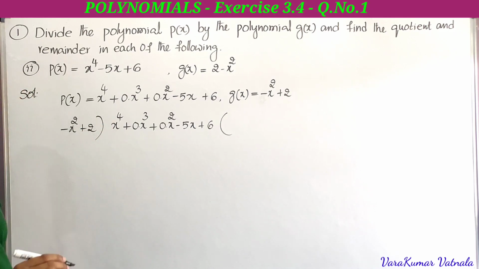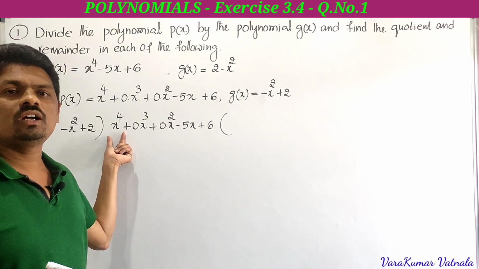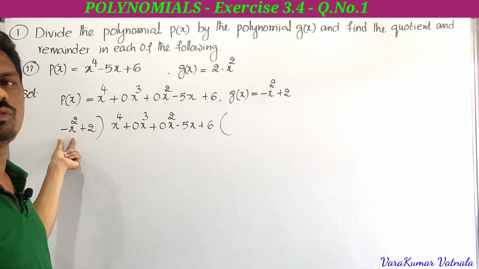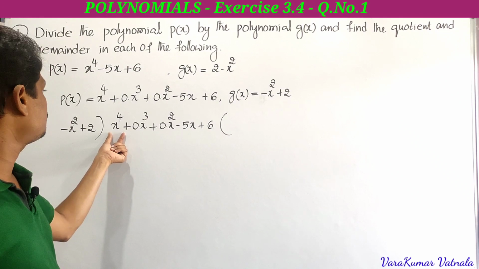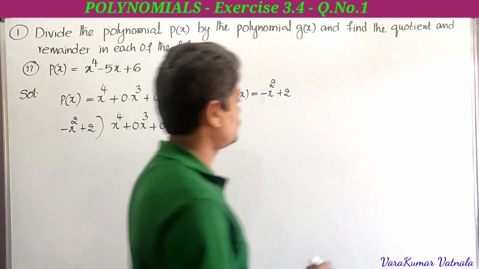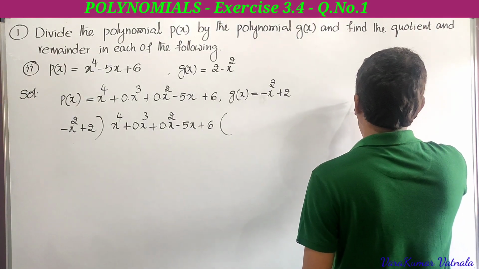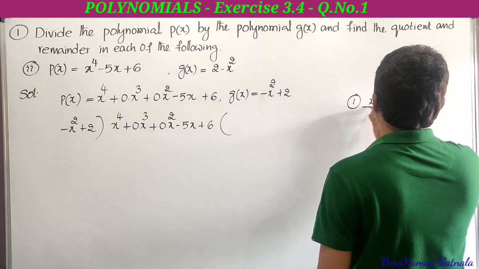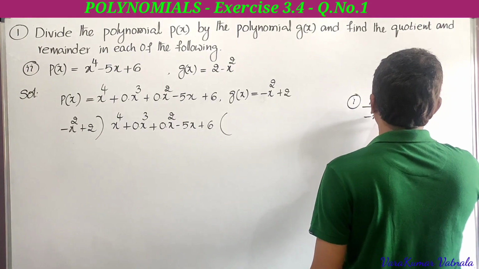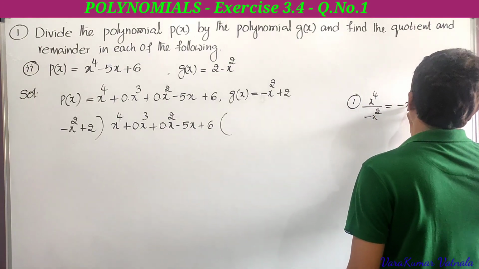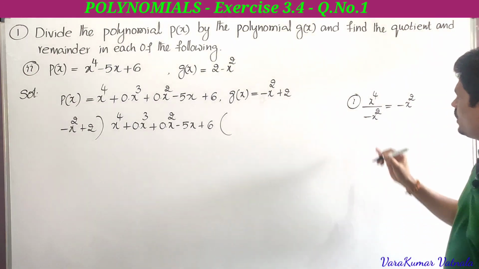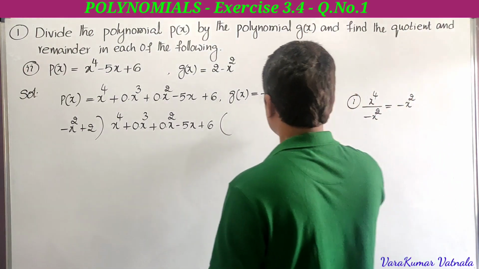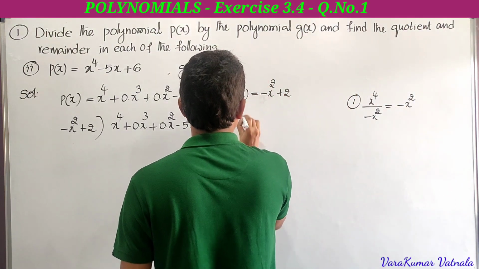So now we have to follow the steps. Divide the highest degree term of the dividend by the highest degree term of the divisor, that is, divide the first term by the first term of the divisor. So here we get x to the power 4 divided by minus x square, which gives minus x square. Write this minus x square in the area of quotient.